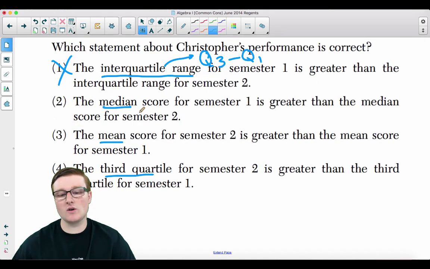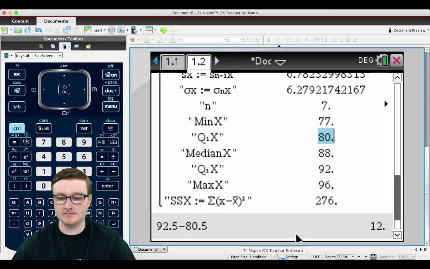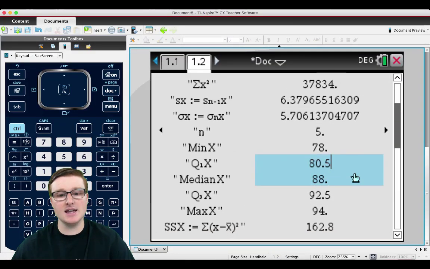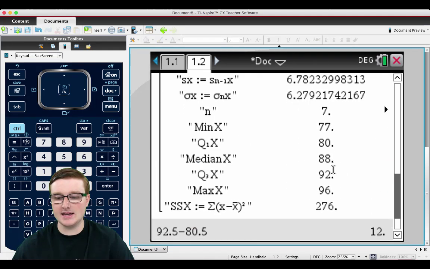Number 2, the median score for Semester 1 is greater than the median score for Semester 2. We'll go to Semester 1 again. The median is 88. And Semester 2 is 88. Again, they're equal. So that makes absolutely no sense. Get rid of that answer.